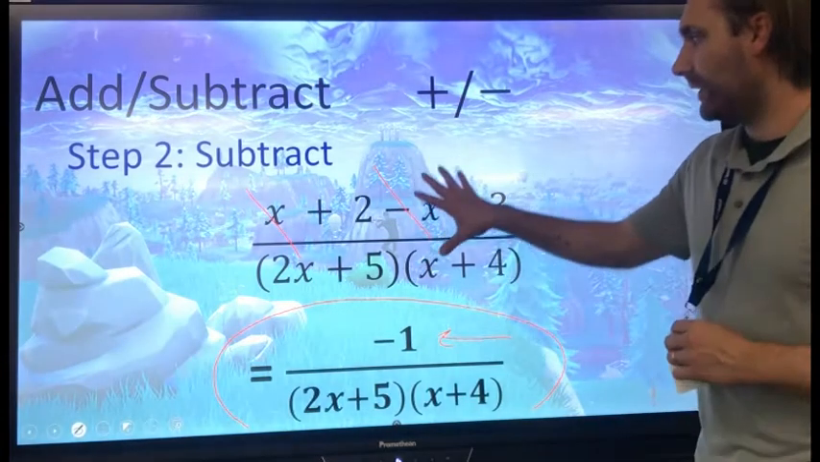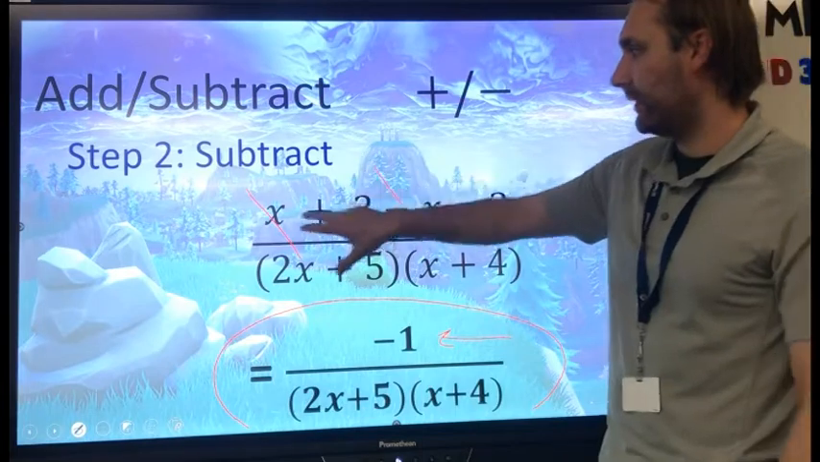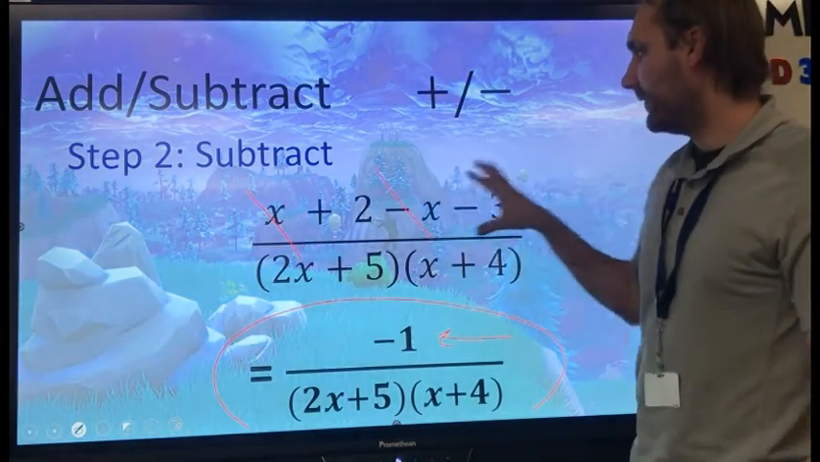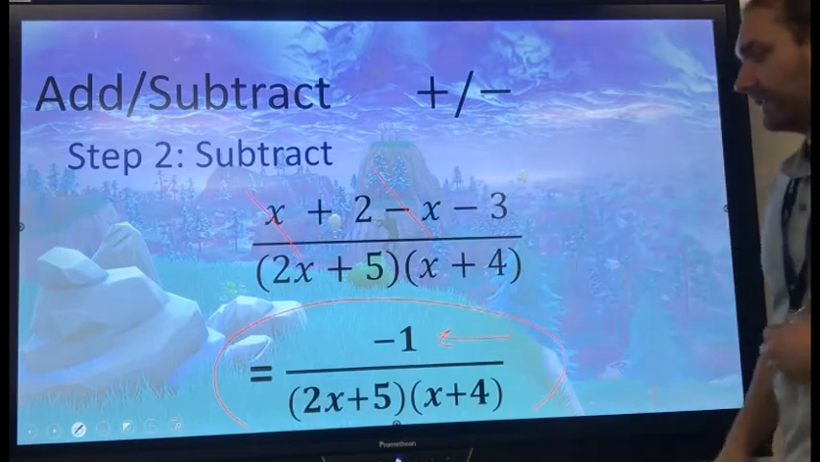Yeah, so at this point, we're combining like terms in the numerators. The x's, we're going to add those together. They cancel, and then the constants, 2 and a negative 3, gives me a negative 1.